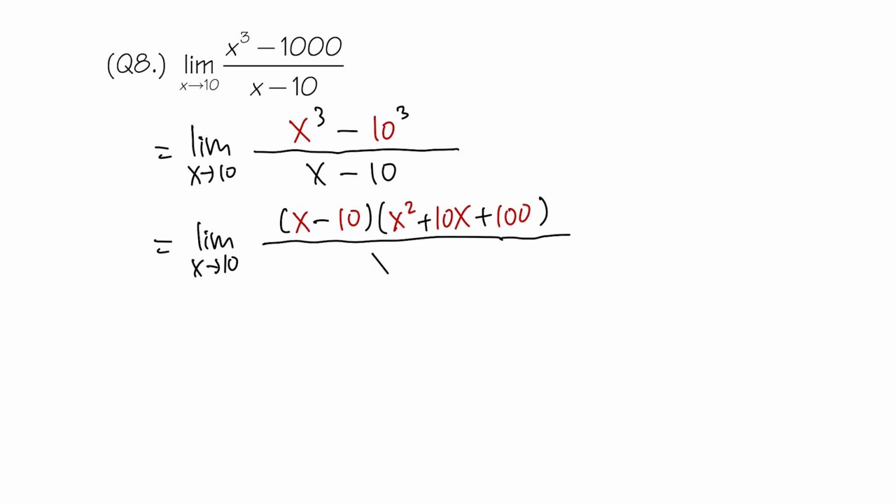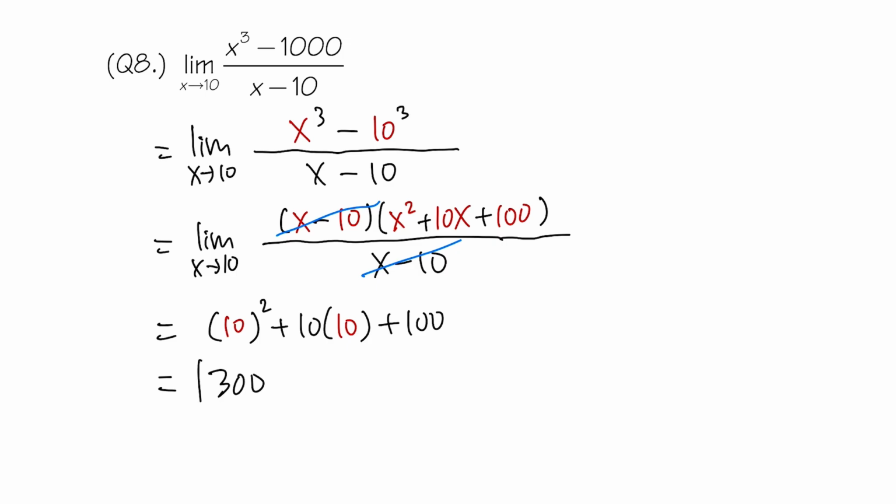On the bottom though, it's x minus 10. And this and that cancel out nicely. Lastly, just put the 10 into all the x's. So we have 10 squared and then plus 10 times 10. And then lastly, we add 100. So altogether, work this out, we will get 300, which is a pretty cool number, I'll say.